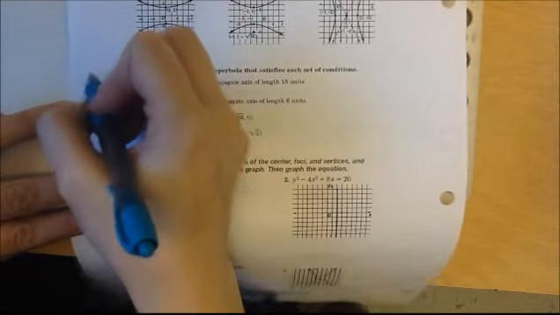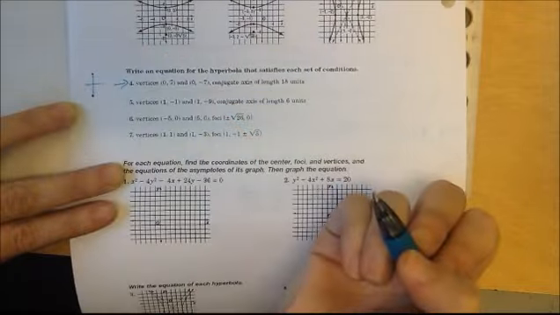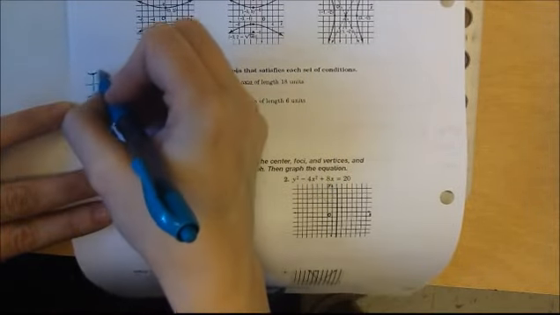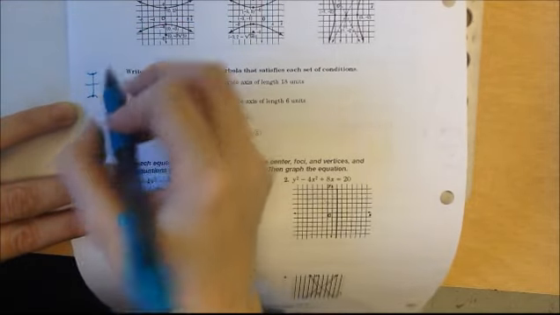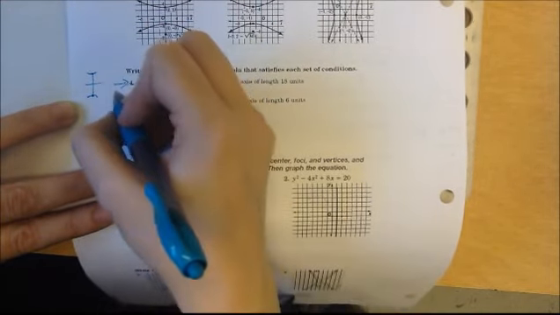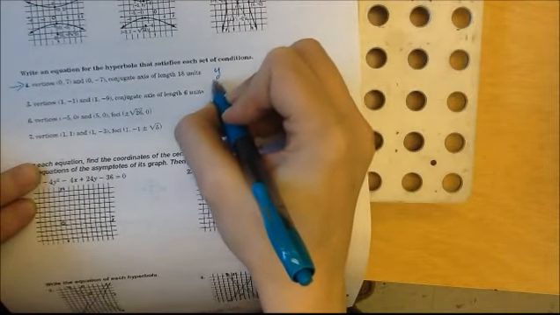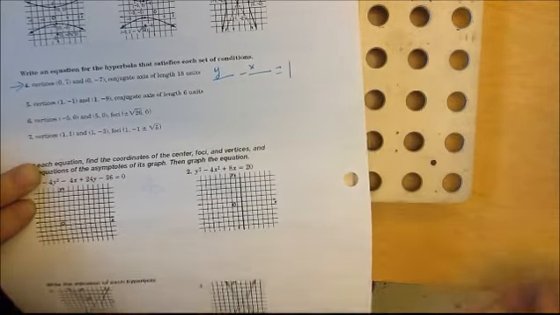Vertices at (0, 7) and (0, negative 7). These are right above each other, so I know this is going to be a vertical hyperbola. It couldn't open sideways, that wouldn't make any sense, right? It's got to be vertical. So that tells me that my y term will be first, and I can set some stuff up.